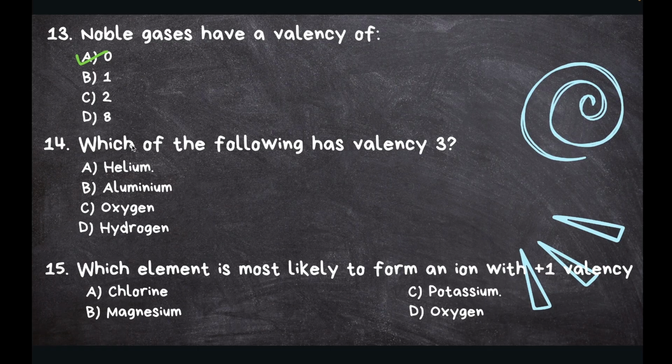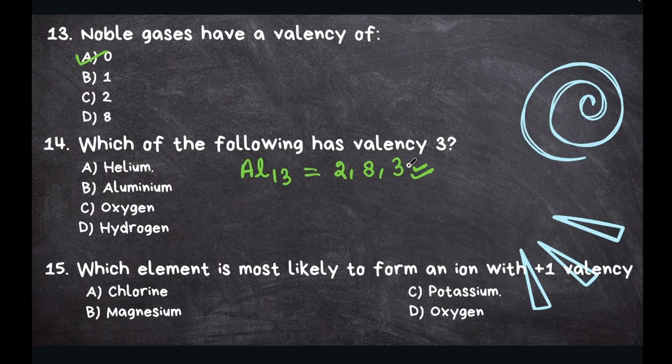Next question is, which of the following has valency 3? Here are the options. Helium is a noble gas, so it has 0 valency. Next is aluminium, oxygen and hydrogen. As we know, aluminium has atomic number 13 and its electronic configuration is 2, 8, 3. So there are 3 valence electrons in its outermost shell which participate in bonding.